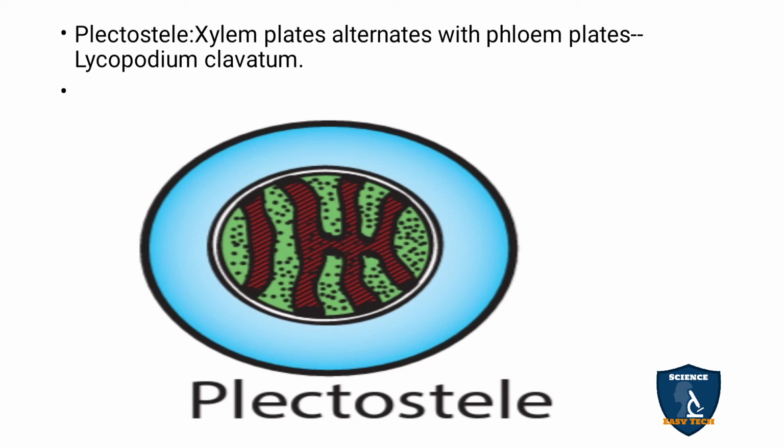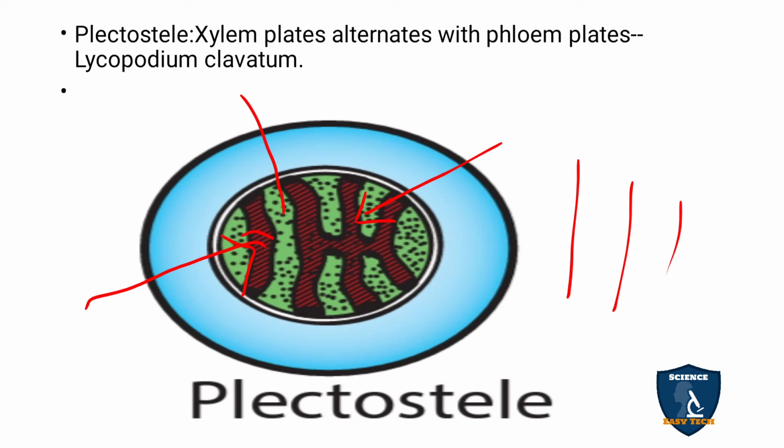Plectostele: the xylem is arranged in the form of plates. You can see the streaks like this. It alternates with the phloem: xylem, phloem, xylem, phloem, like that. So that means plectostele. Plecto means plate-like, you can remember. The xylem plates alternate with the phloem plates. Example, Lycopodium clavatum.